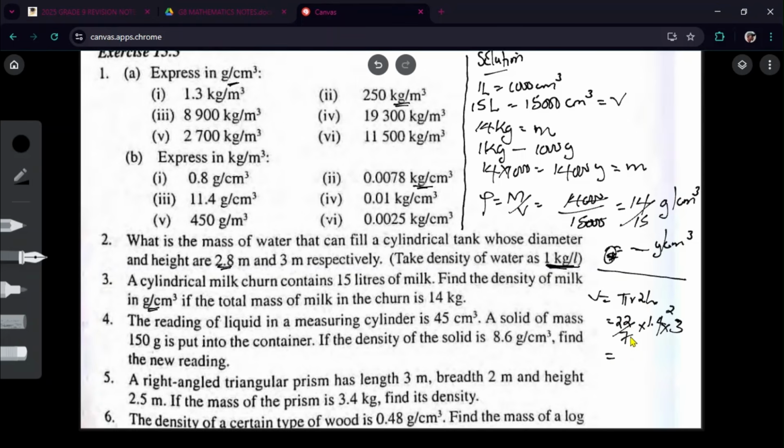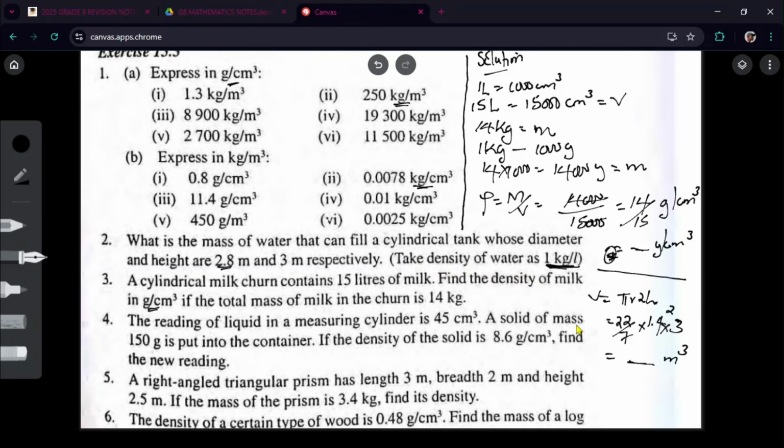Very good. What is 22 all over 7, you multiply by 1.4 squared, then you multiply by 3? I need to get your answer there. So work it out. Then you tell me this will be in meters cubed. Okay, so the answer that you have there, you work it out. Let us have an interactive session in the inbox, and we want the mass that can fill that.